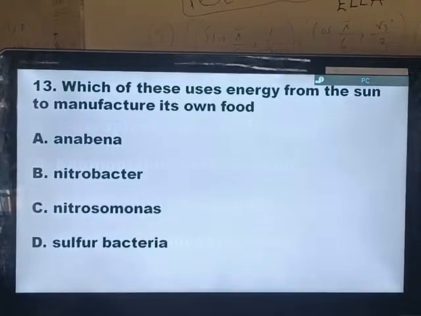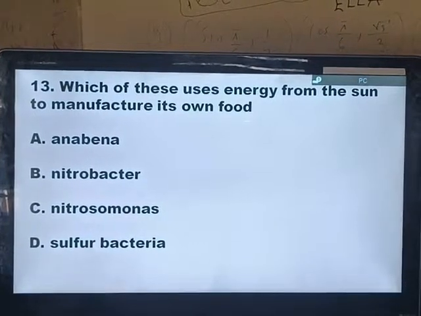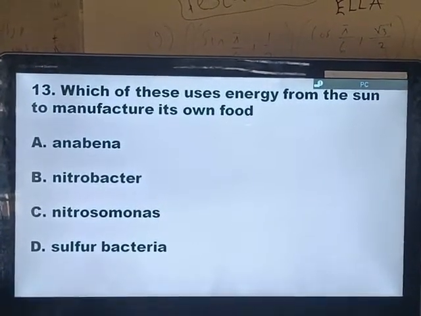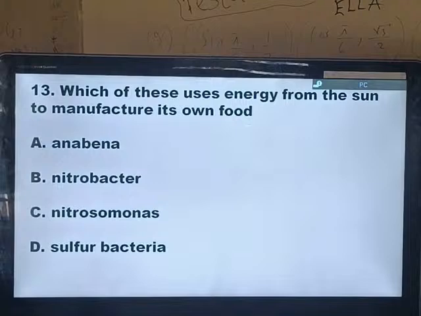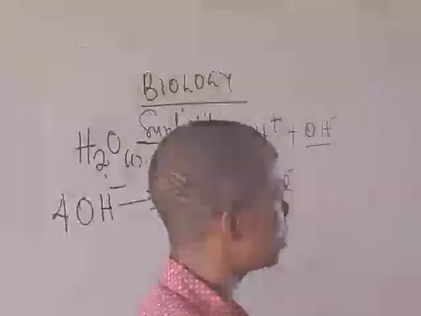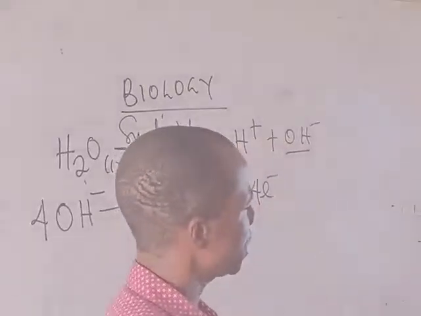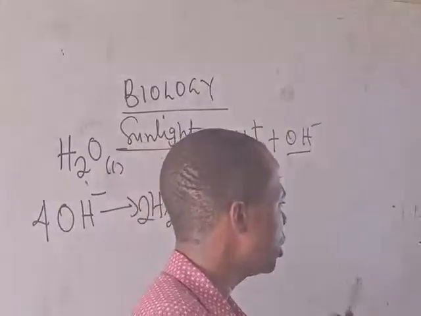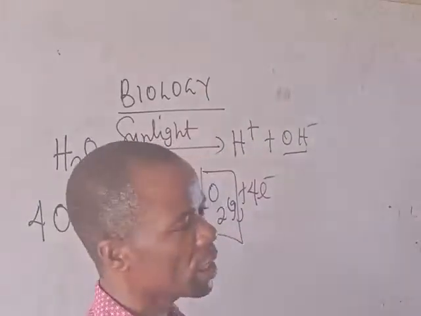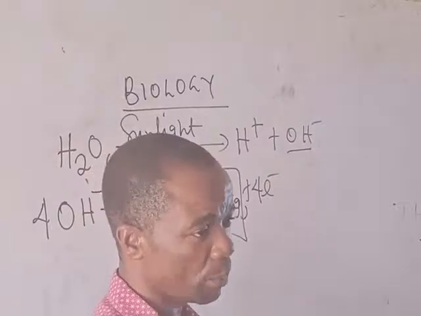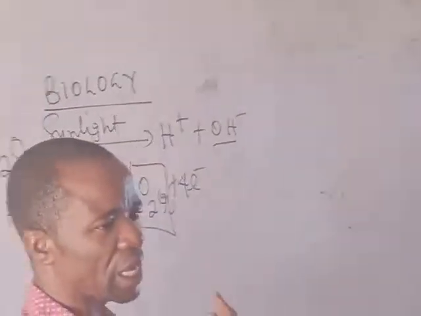Let's go to number 13. Which of these uses energy from the sun to manufacture its own food? Now, the question is indirectly asking us, which of these is autotrophic? Because it's only an autotrophic organism that can use energy from the sun to manufacture its own food. A, Anabaena. B, Nitrobacter. C, Nitrosomonas. And D, sulfur bacteria. The correct answer, the only one that is a plant on the board, is Anabaena.